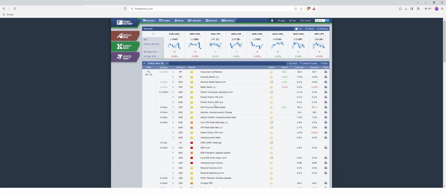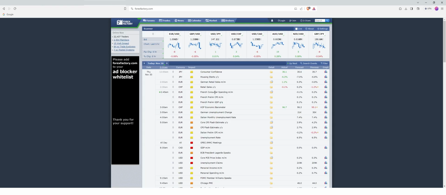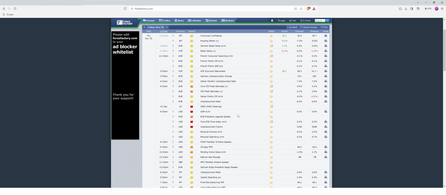I do need to point out that we do have red folder news throughout the day. So OPEC meetings throughout the day. We've got Euro news dropping orange folders as well. And then we do have red folder news in the US later on as well.